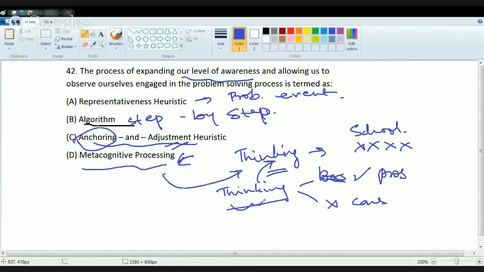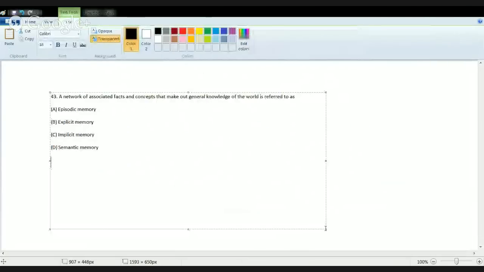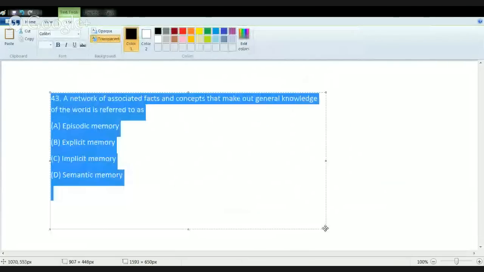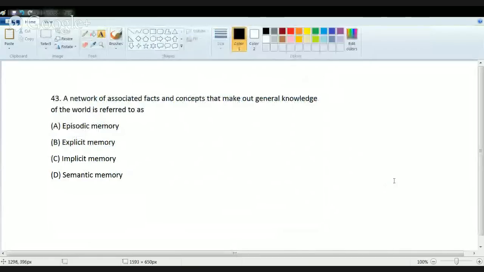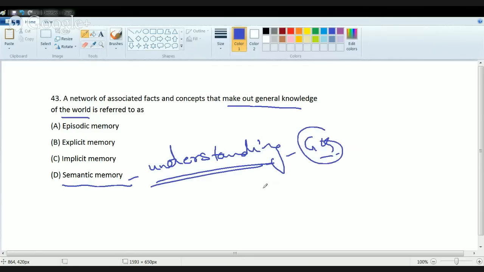The next question again is on memory. So memory, as we can see, is an important topic. A lot of questions are coming up for memory. A network of associated facts and concepts that make up general knowledge of the world is the semantic memory. Semantic memory is based on understanding. So when we are talking about something, the facts and components that are based on our general knowledge or knowledge about the world are basically the semantic knowledge.